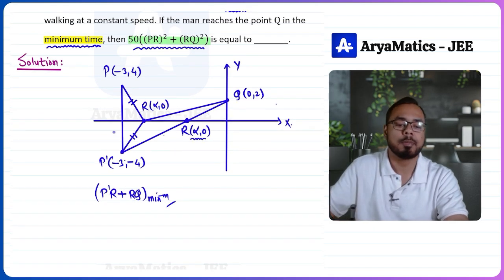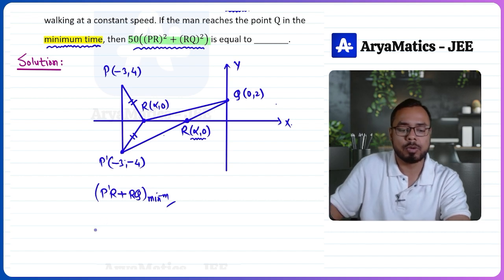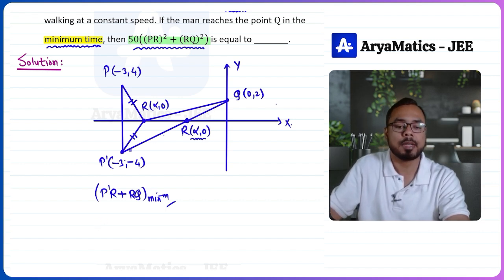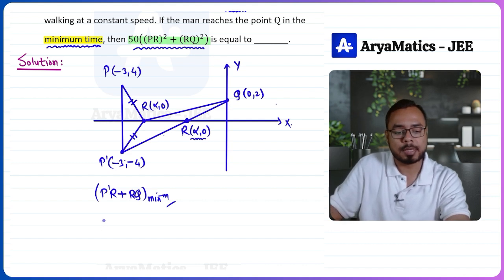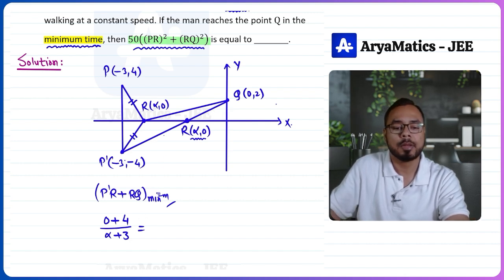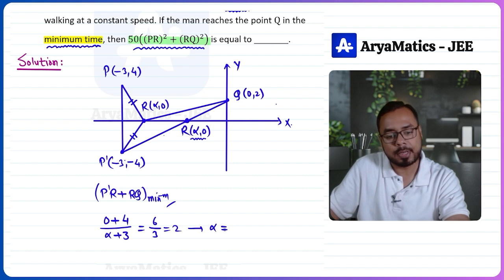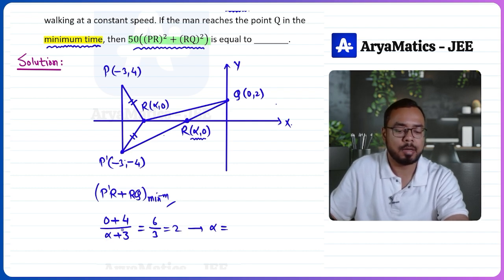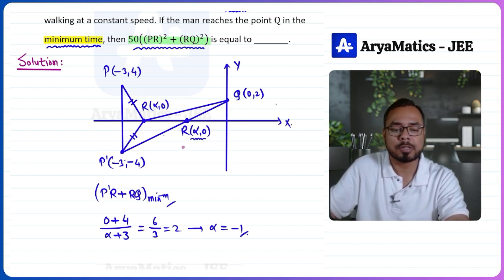There are different ways in which you can find alpha. One of the easiest methods is that because these 3 points are collinear, they will have the same slope. That means the slope of P dash R is the same as the slope of P dash Q. The slope of P dash R will be (0 minus (-4)) divided by (alpha plus 3). And this will be the same as the slope of P dash Q because the 3 points are on the same straight line. So the slope of P dash Q will be (2 plus 4), that is 6, divided by 3. So this is 2. So from here you can clearly see that alpha plus 3 will be 2. So alpha will be -1. That means the coordinate of point R will be (-1, 0). Right? This is the required point, (-1, 0).